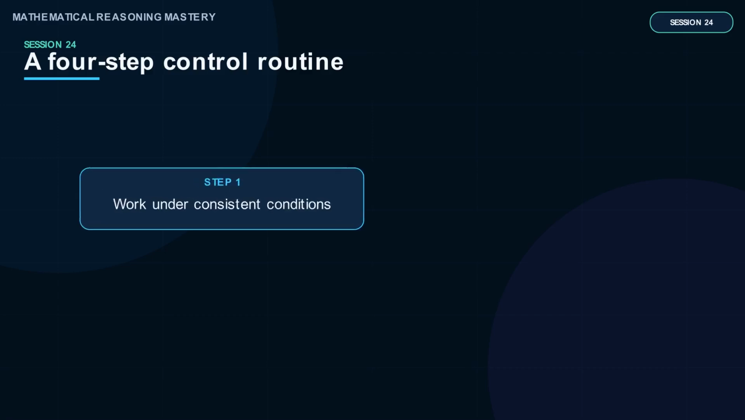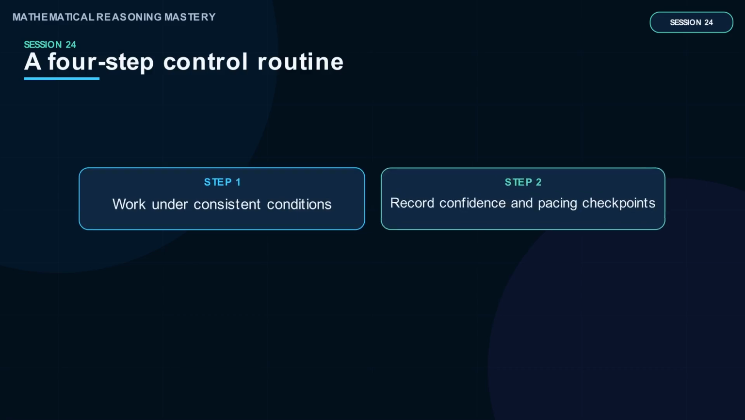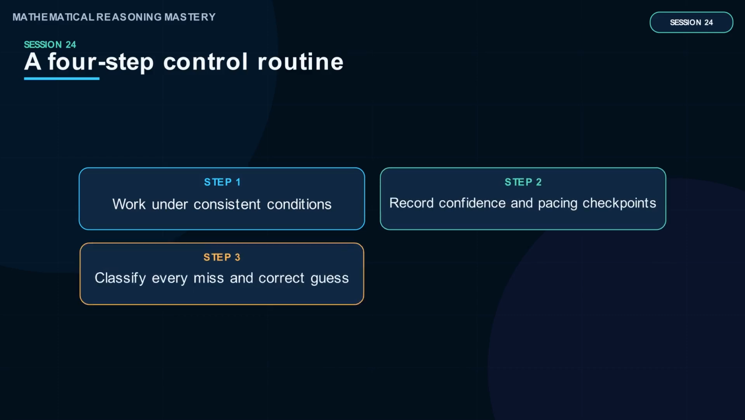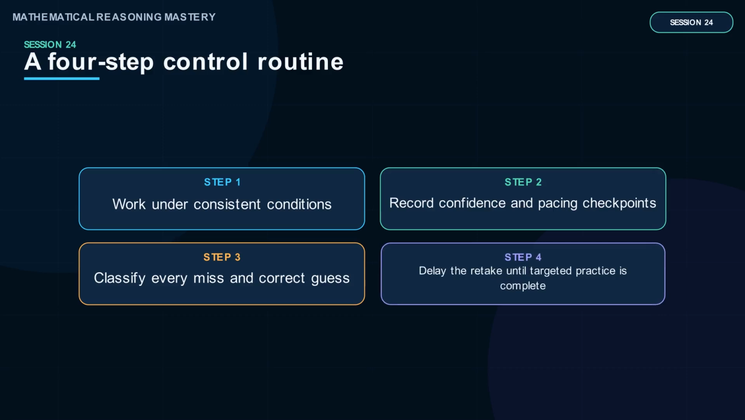Step 1. Work under consistent conditions. State the target and preserve its units or conditions. Step 2. Record confidence and pacing checkpoints. Use a separate line so signs, factors, and labels remain visible. Step 3. Classify every miss and correct guess. Keep the reasoning efficient, but never skip an operation that could hide an error. Step 4. Delay the retake until targeted practice is complete. Verification is part of the solution because it tests the answer from another direction.